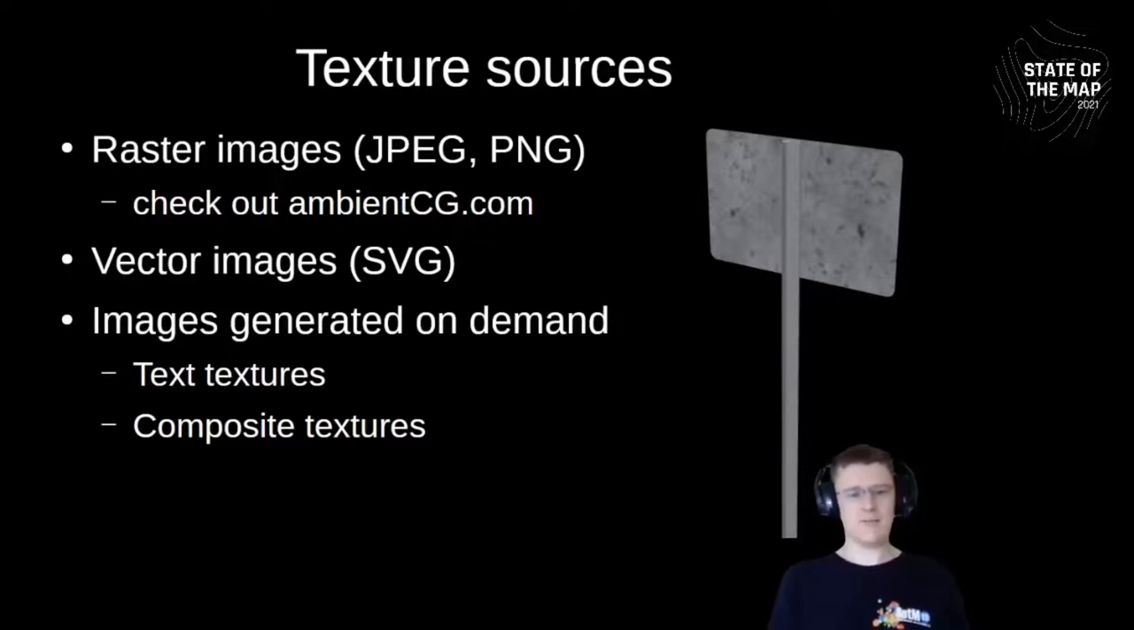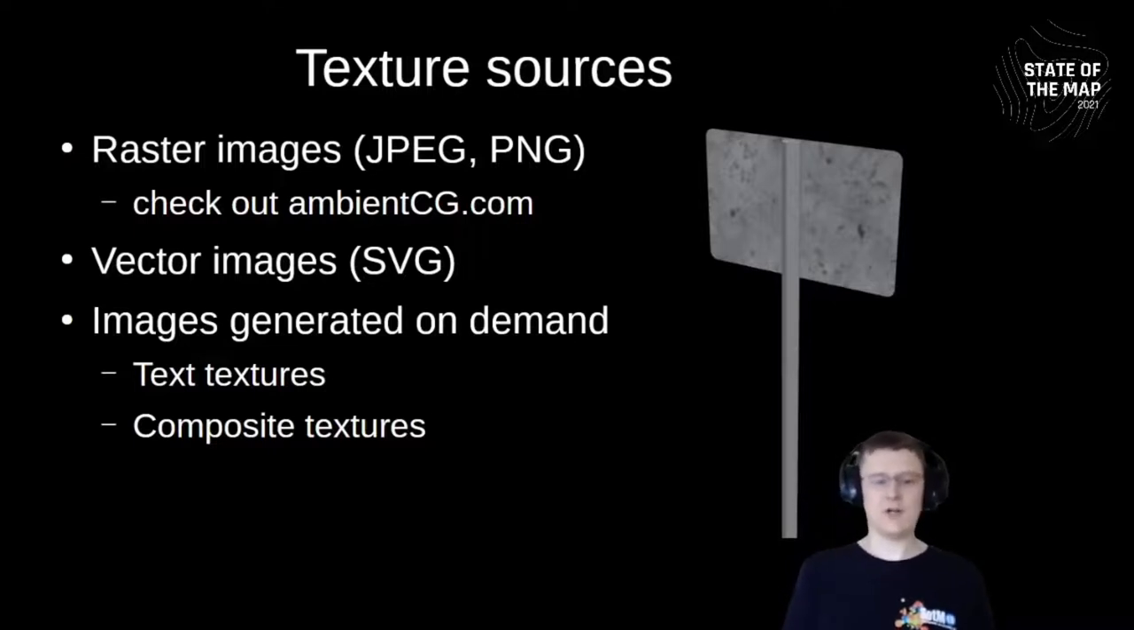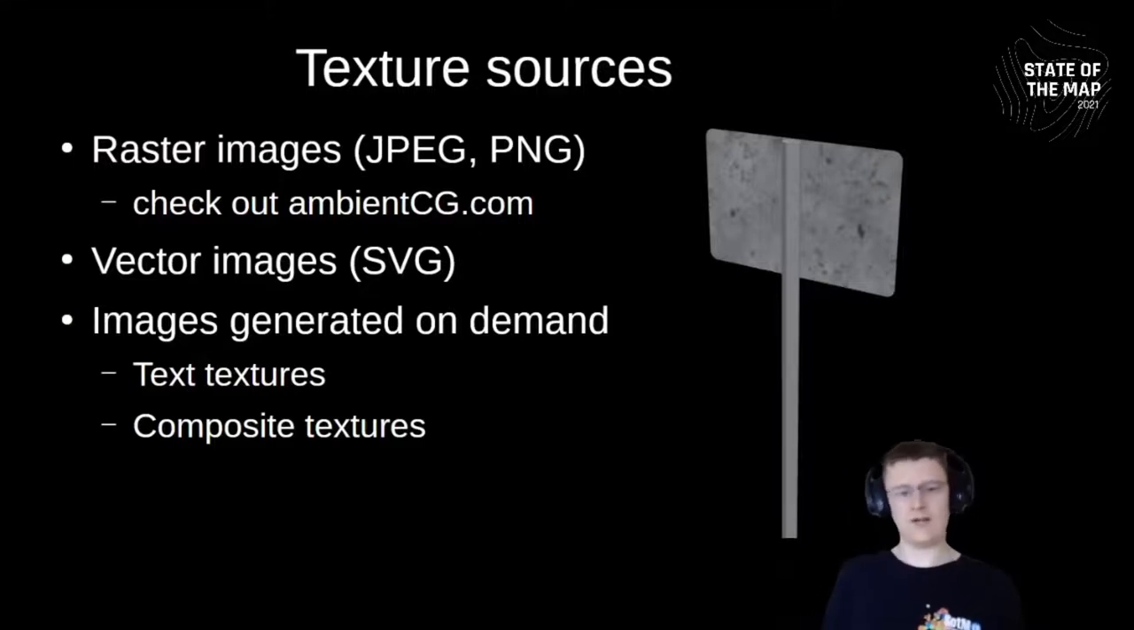There are other examples of images that OSM2World generates on demand. Notably, it generates images on demand when that's necessary for compatibility reasons. Not all output formats support vector graphics, for example. And to make it still work, I convert the vector images to raster images during the runtime of OSM2World and output the raster image along with the generated model.